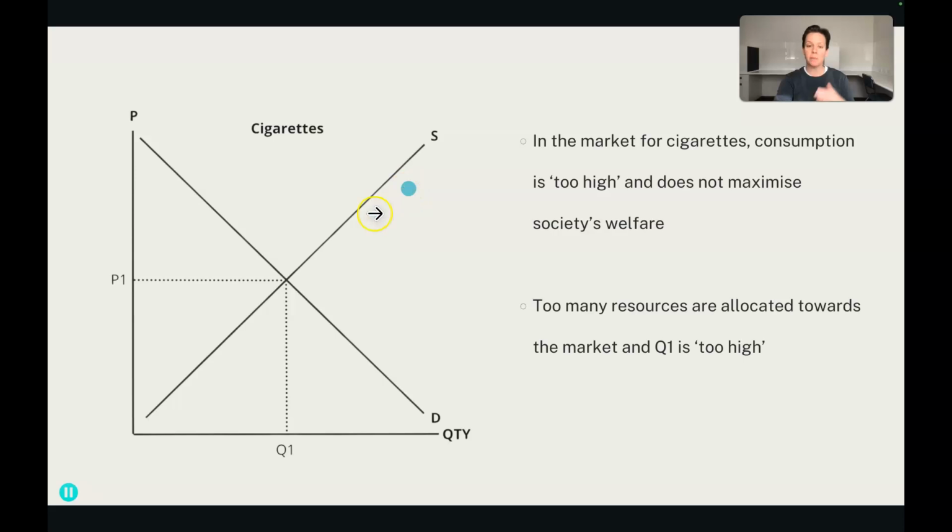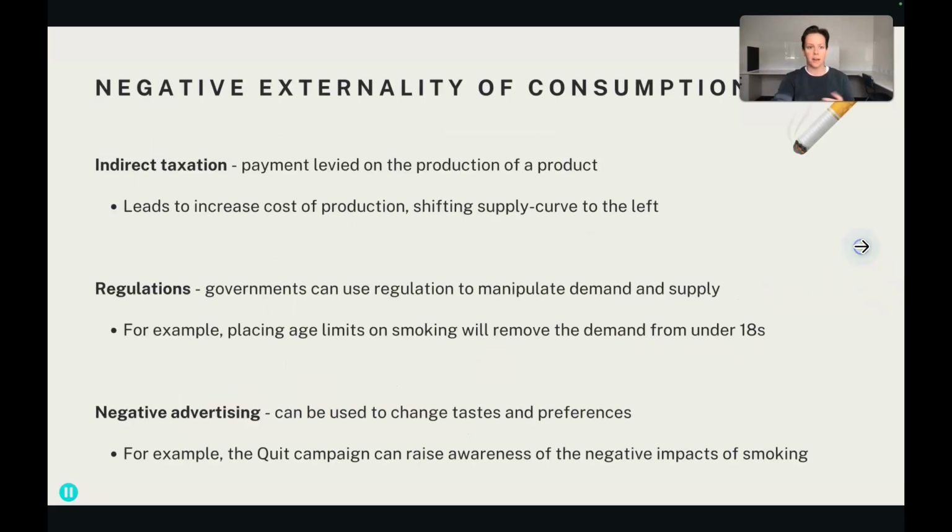You can imagine if the supply curve is shifting to the left in this market, it will create a new equilibrium point somewhere around here, and the corresponding Q2 will be less than Q1, which implies that resources are reallocated away from the production of cigarettes, and that primary issue associated with the over-allocation of resources towards cigarettes is addressed, in that case reducing the externality.